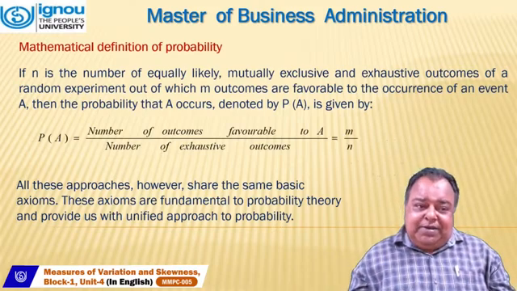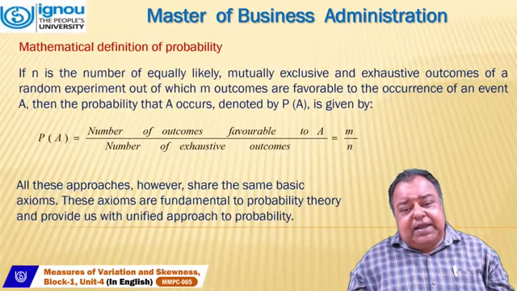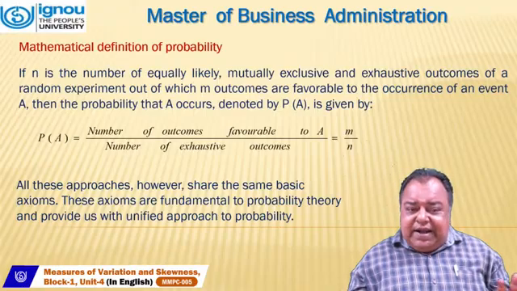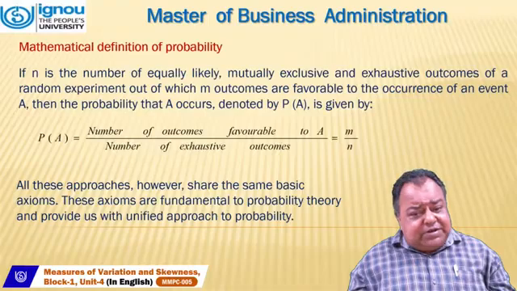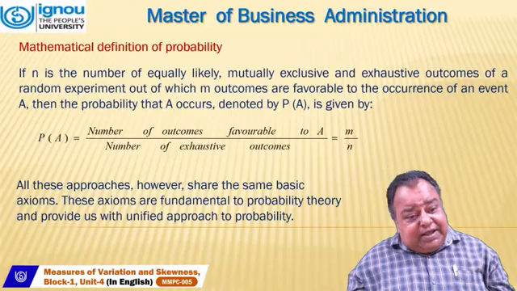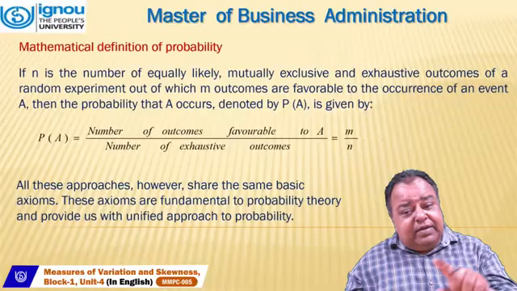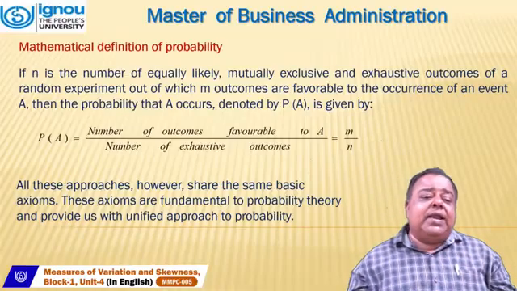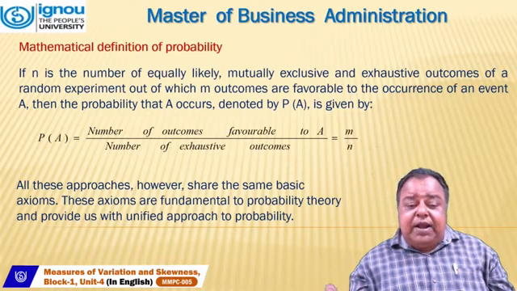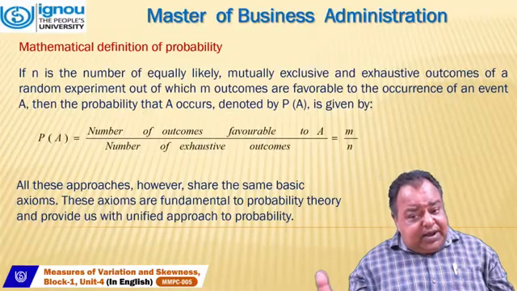Mathematical definition: if n is the number of equally likely, mutually exclusive, and exhaustive outcomes of a random experiment, out of which m outcomes are favorable to the occurrence of an event A, then the probability that A occurs, denoted by P(A), is mathematically written as the number of outcomes favorable to A divided by the total number of exhaustive outcomes. In this case, we have taken it as m by n.